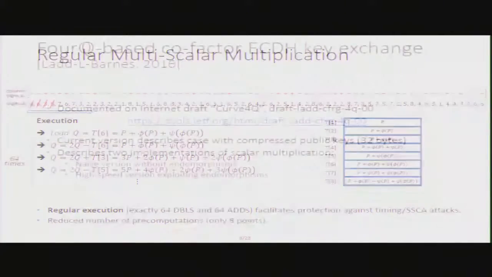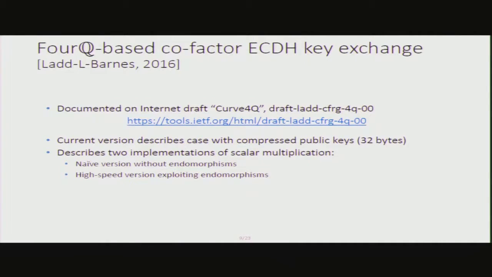And now, what about doing some basic stuff in the cryptographic sense? We recently wrote an internet draft in collaboration with Watson Ladd and Richard Barnes. And it's available in this link. The title of the draft is Curve FourQ. The current version describes the compressed version of the cofactor ECDH, meaning that the public keys are compressed and they are 32 bytes in total size. Inside the document, we describe two implementations of scalar multiplication: the one that I described, the high-speed version using endomorphisms, but also a naive version without endomorphisms. That could be suitable for memory-constrained applications, for example.